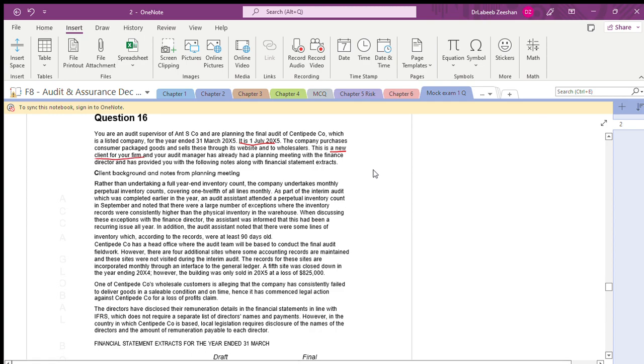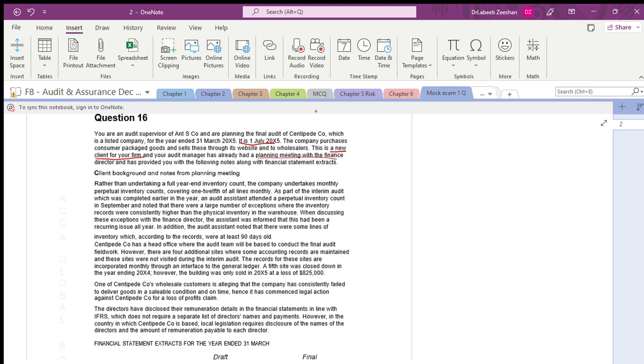Your audit manager has already had a planning meeting with the finance director. It's a new client, which means we should definitely have correspondence with the outgoing auditor. That is the reason they gave you question number 1: client background and notes for planning.